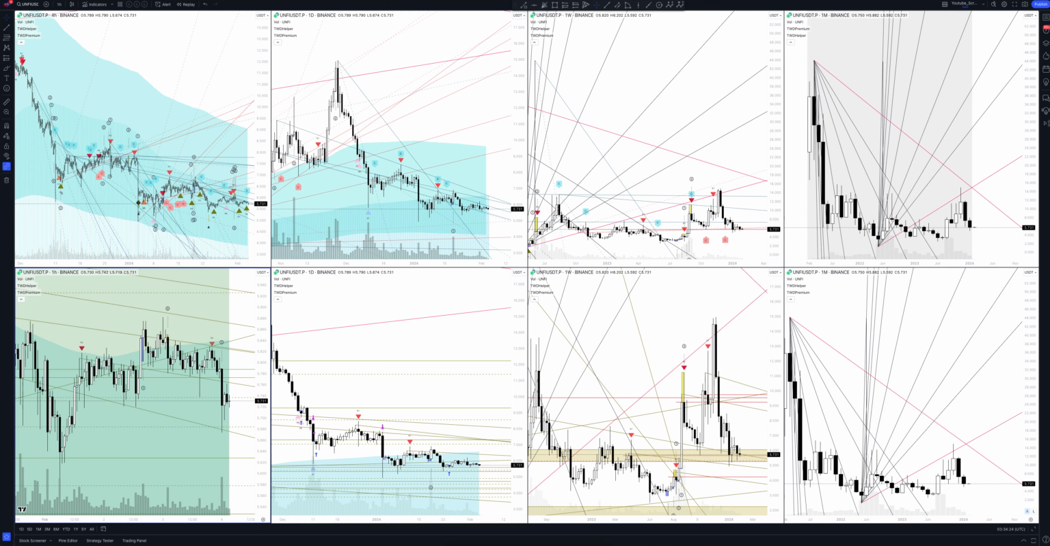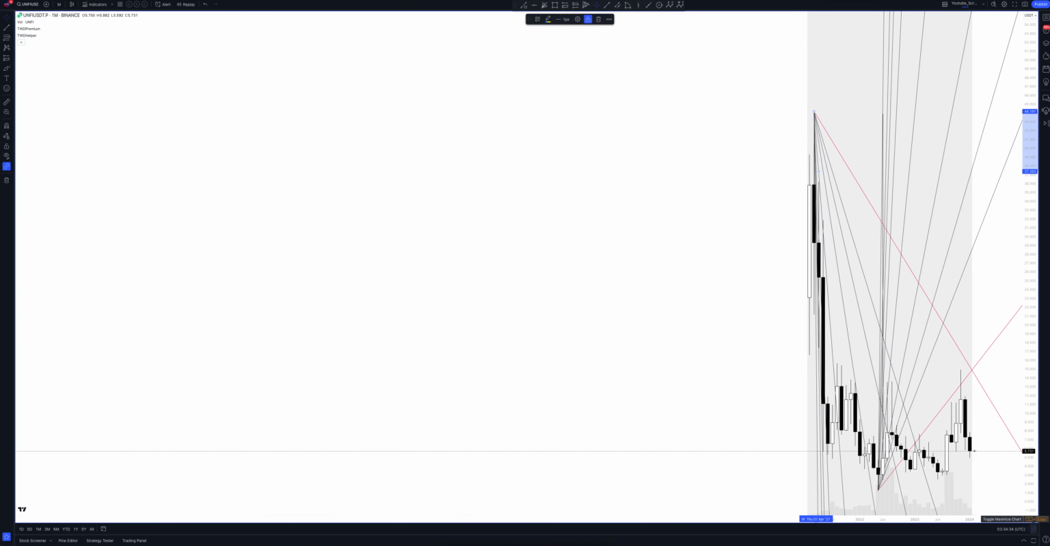Today we will take a look at Unifi Protocol DAO cryptocurrency. Let's analyze the market situation and find out how you can make money on it. Let's start. We always start our analysis from the global market.